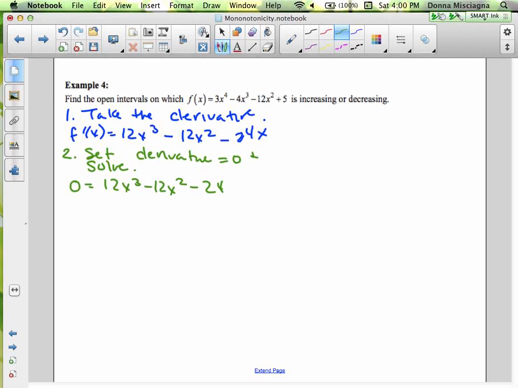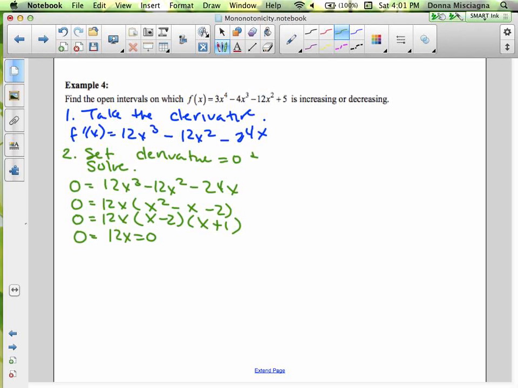We can factor out a 12x. So we've got x squared minus x minus 2, and that will factor to x minus 2 times x plus 1. All right, so we have 3 critical points. 12x equals 0, and then if we divide by 12, so 12x is equal to 0, x is 0.